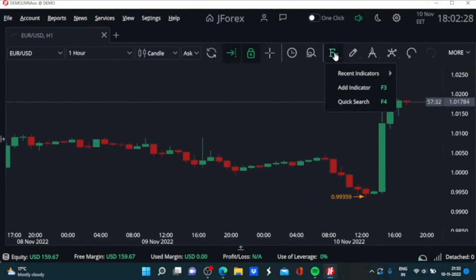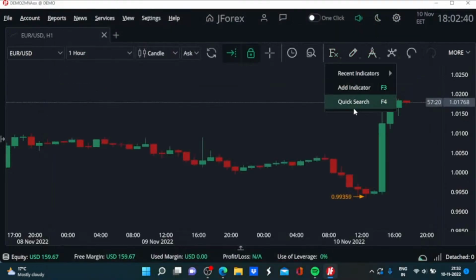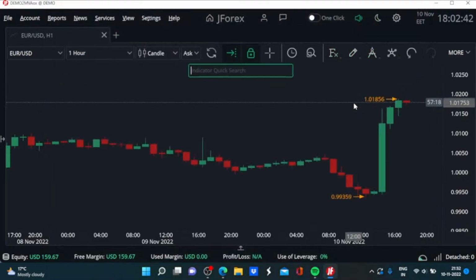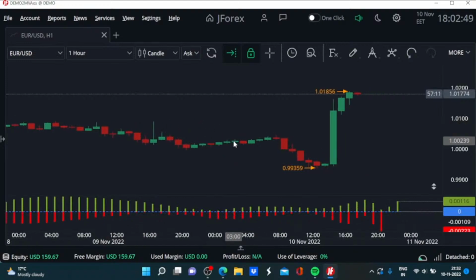So for adding this indicator, you get two options. You can go by add indicator or you can simply do a quick search. If you just want to know where this indicator is listed, it is amongst the Bill Williams indicators. Or for a quick addition, you can do a quick search, type in Gator and you get it. All right, so here it is, Gator Oscillator.